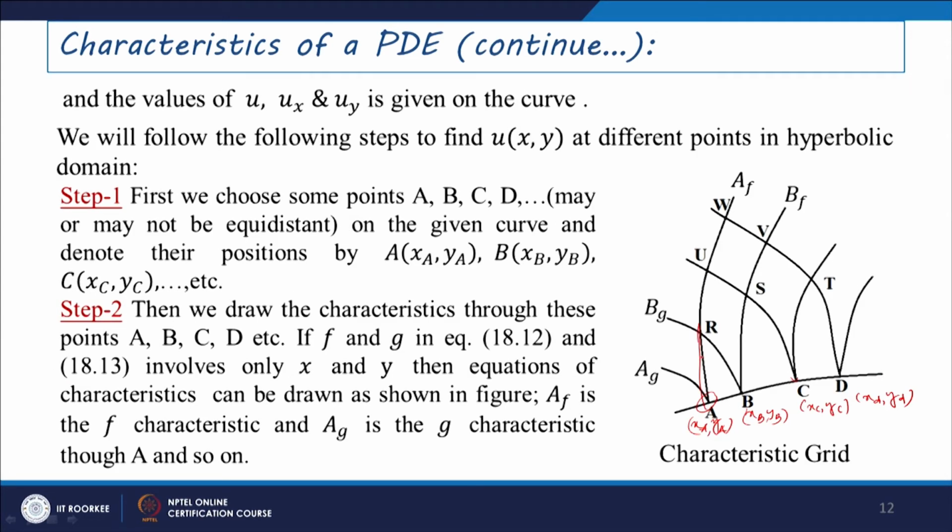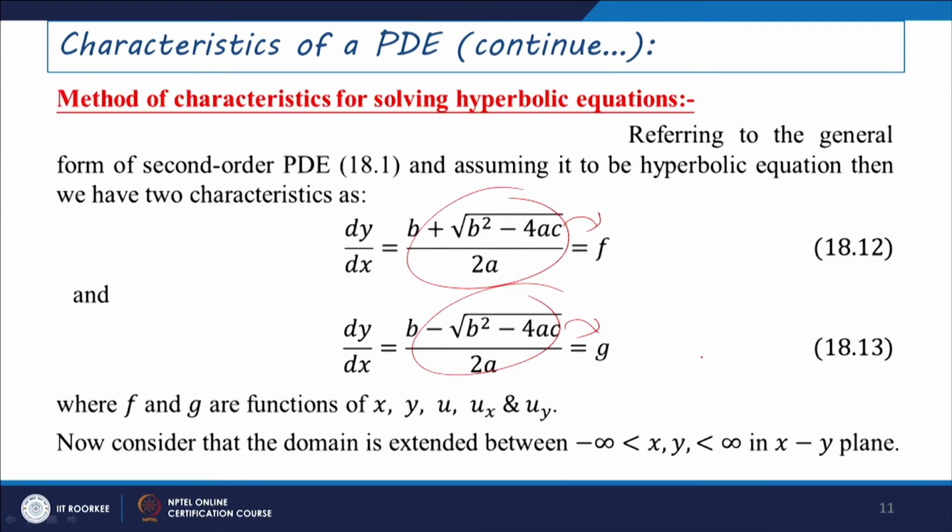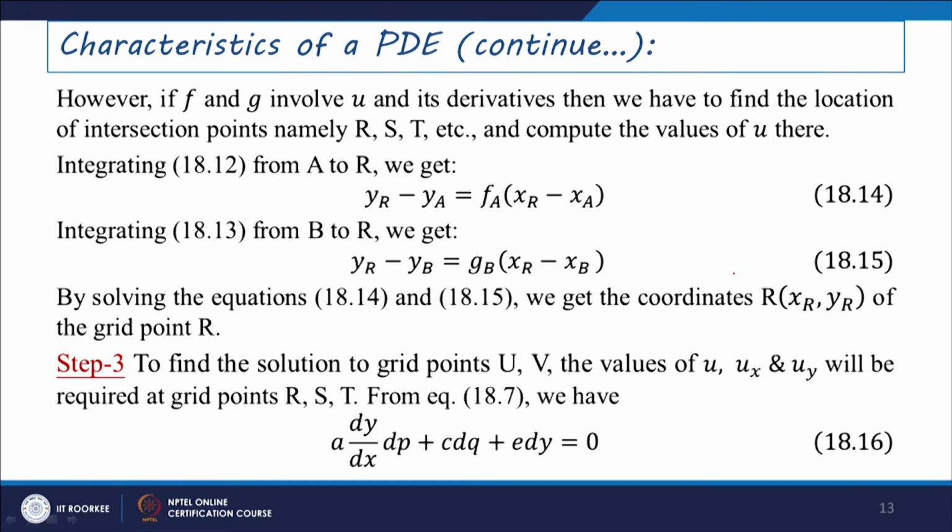So, we can integrate this differential equation. That will give yr minus ya equals fa into xr minus xa. Since in equation 18.12, dy by dx is nothing but the function f here, if we integrate simply, the integration of dy we can write as the integration of f dx. Since the point is defined at the point a itself, we can assume this functional value as fa, and this integration of dx varies from xa to xr, giving xr minus xa.